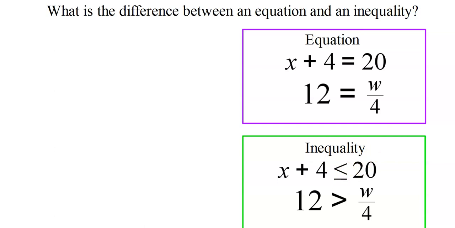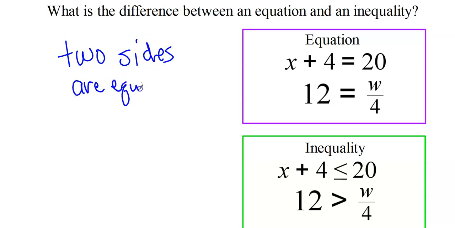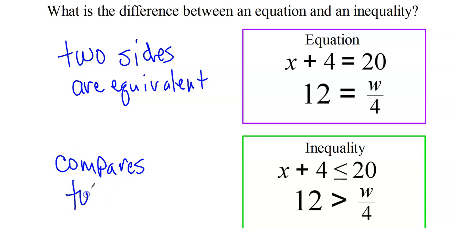But they're both telling you something. This tells you that in an equation, remember, the 2 sides are equivalent. And then an inequality compares the 2 sides in some way. So the difference is the equation has an equal sign and inequality has the inequality symbols. In an equation, the 2 sides are equivalent, and in an inequality, you're comparing the 2 sides. That means that usually one is bigger than the other.